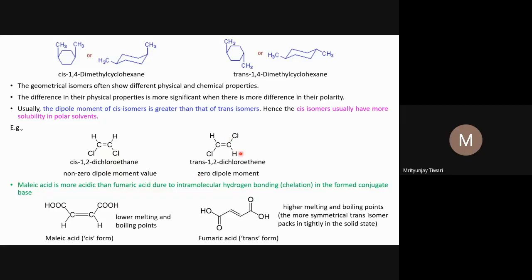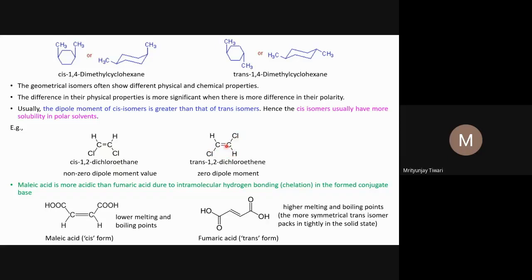However, if you look at the trans form of the same compound, trans 1,2-dichloroethene, this is the trans isomer. In this case, this bond is almost 180 degrees away, opposite to this one. This dipole moment vector is along this bond, and this dipole moment vector is along that bond. Both dipole moment vectors have the same magnitude, but they are opposite to each other, opposing in orientation.